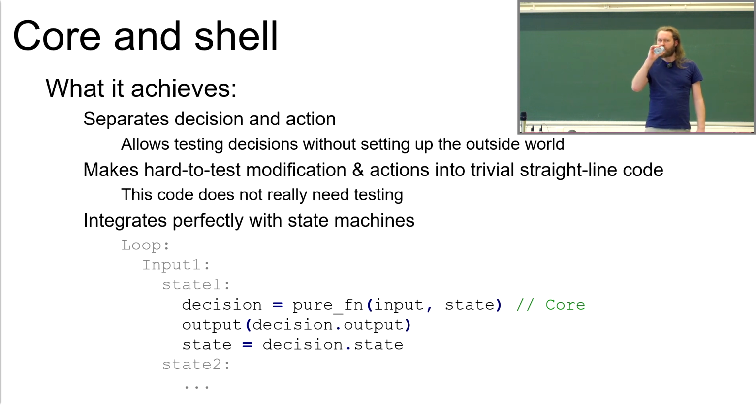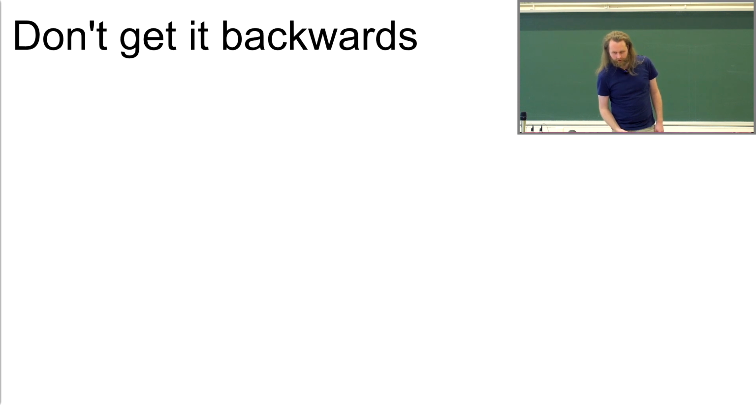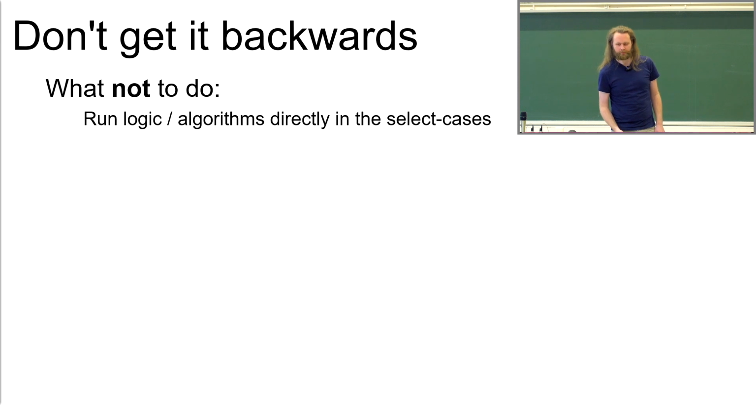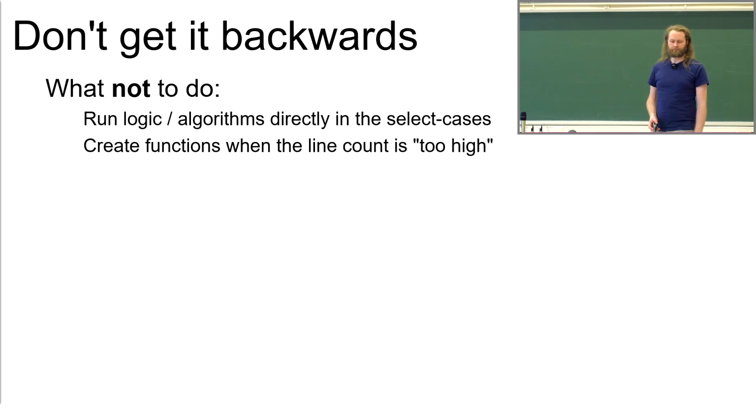So don't get this backwards. I see a tendency to get this backwards, and I know where it comes from, and I don't like it. So here's what not to do. You can run your for loops, your triple nested for loops with the internal if statements and gotos directly in these select cases. Don't do that. You go, well, this block of code looks very large. I will make a function because the line count is too high.